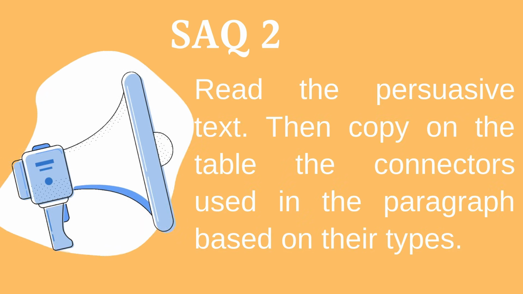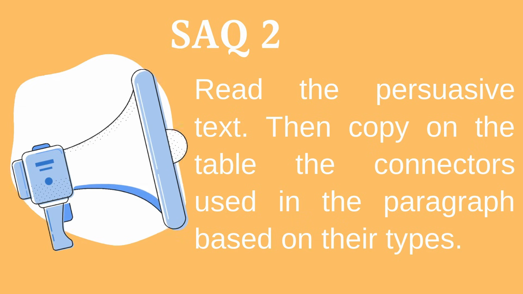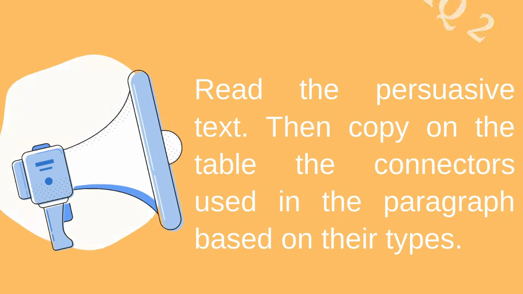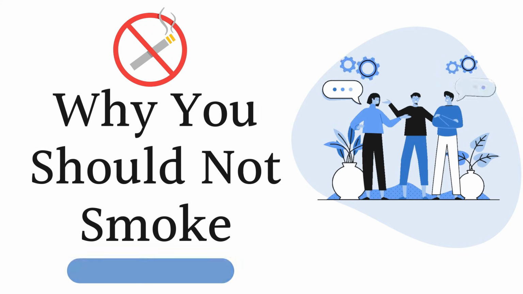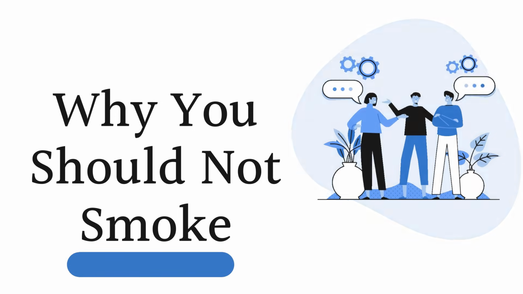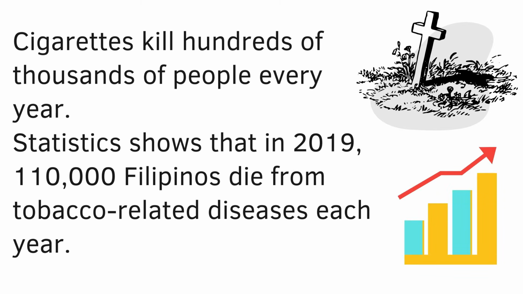Read with me the persuasive text, then copy on the table the connectors used in the paragraph based on their types. Why you should not smoke, or why we're not supposed to smoke. Cigarettes kill hundreds of thousands of people every year. Statistics show that in 2019, 110,000 Filipinos died from tobacco-related diseases each year.